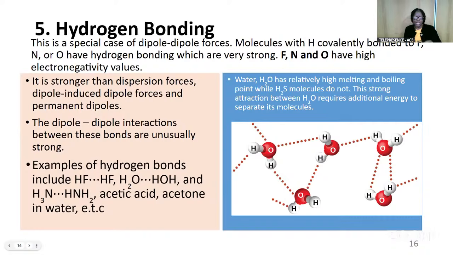So for H, F, you're going to have hydrogen bonding. In water, the molecules are attracted by hydrogen bonding because hydrogen is covalently bonded to oxygen, and in HF hydrogen is covalently bonded to fluorine. So when you have molecules of HF, the kind of interaction between them, or the attractive force between them, is referred to as hydrogen bonding. Ditto for NH3, acetic acid, and acetone in water.